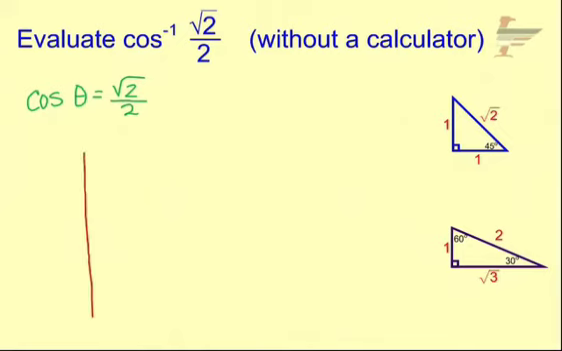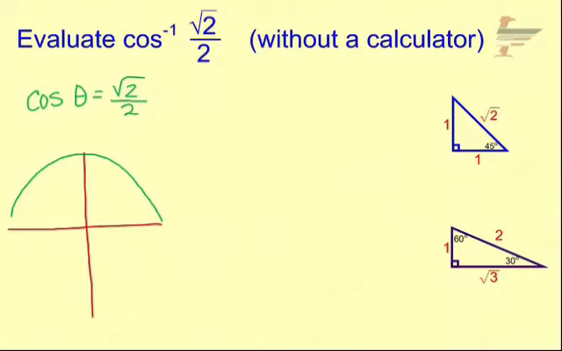So let's make sure we're keeping in mind, where is this angle? Where could it possibly be coming from? For cosine, we're coming from one of the first two quadrants right there. So now let's think about if this is coming from a special right triangle.